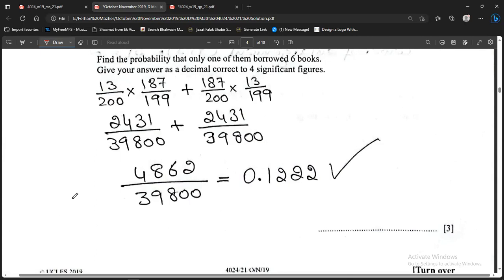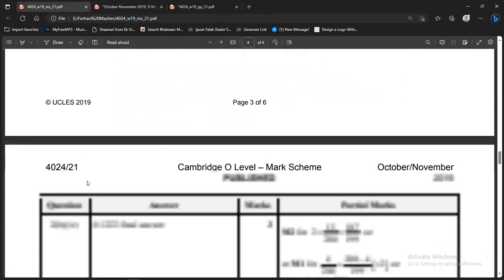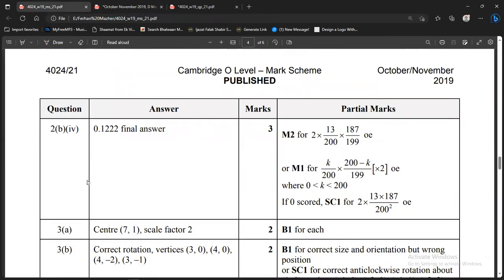Their denominators are the same. So it will be 4862 divided by 39800, and that will be 0.1222, so 0.122. 0.122 is the right answer, sir.